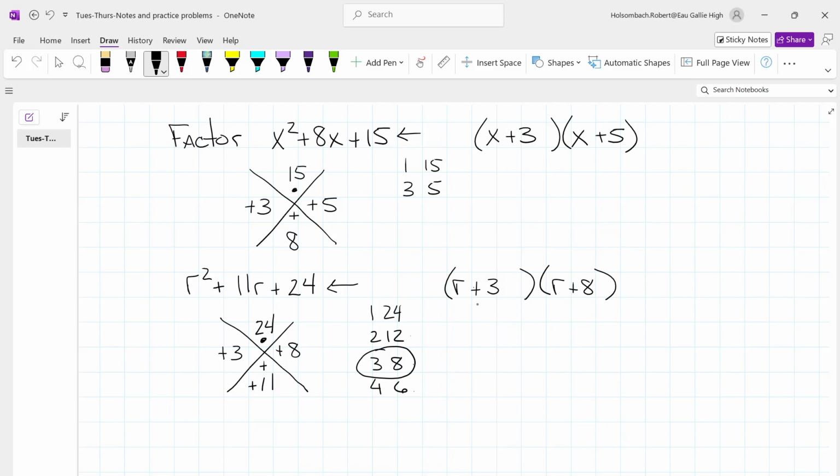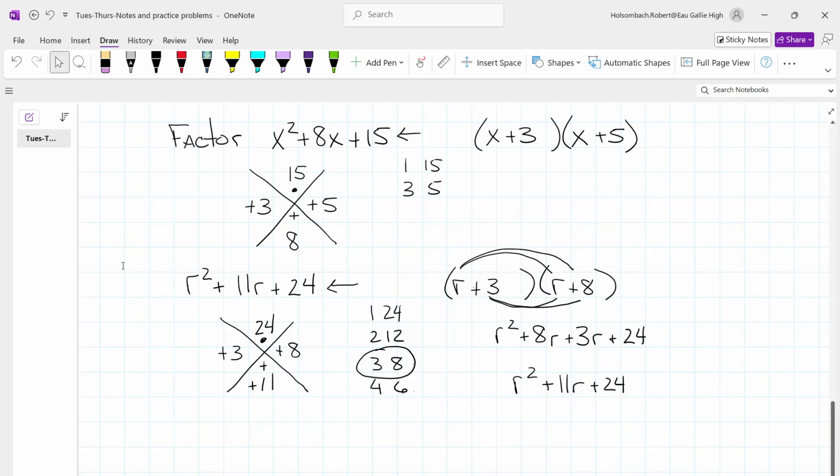And if you want to check your factors, you just do the distributive property twice, because r times r is r squared, r times 8 is positive 8r, 3 times r is positive 3r, and 3 times 8 is positive 24. And then you combine your like terms in the middle, and you get r squared plus 11r plus 24. And that matches the trinomial that we started with when we factored. Any questions so far?